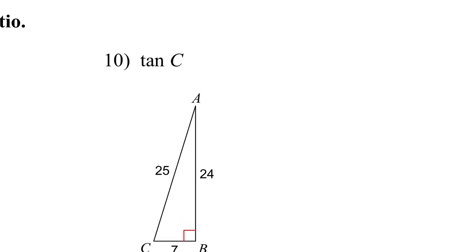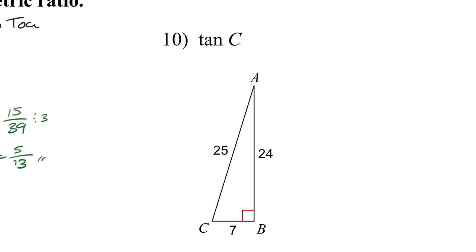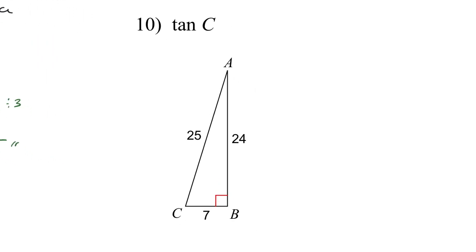Number 10, I'm using tangent. And tangent, again, tangent is opposite over adjacent. So that means that angle C is this one. My opposite is 24. My adjacent is 7. So that means that tangent of C equals opposite over adjacent. So 24 over 7.